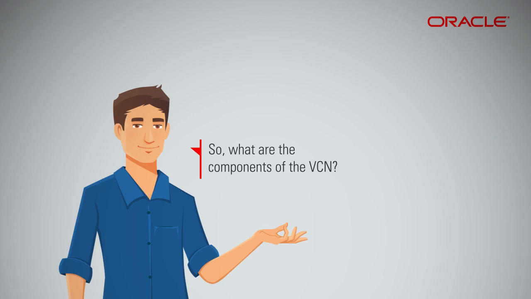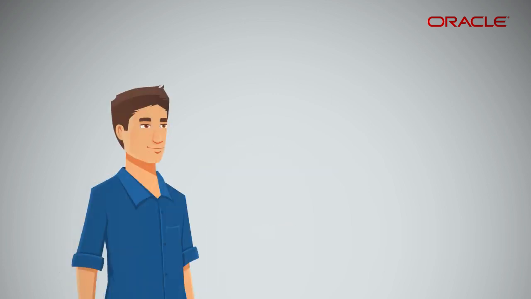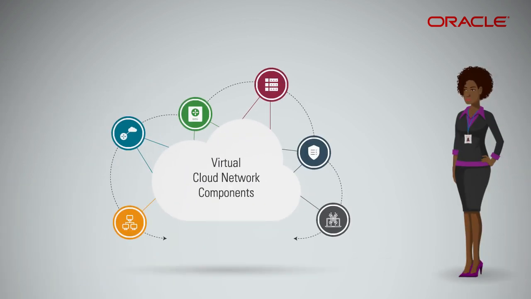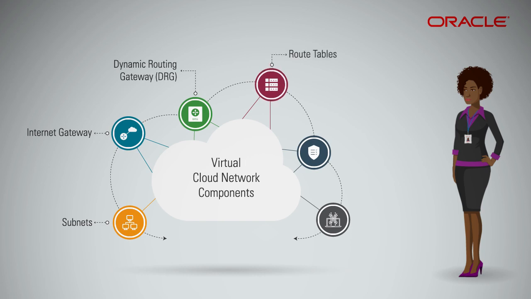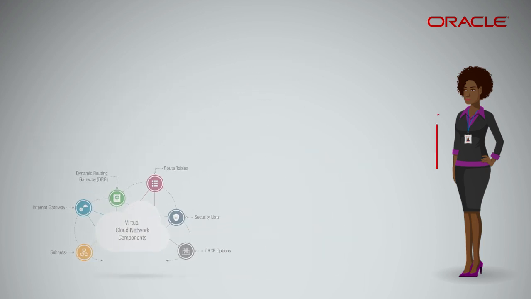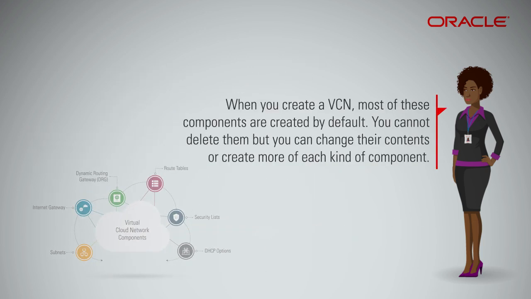So, what are the components of the VCN? The typical VCN components are subnets, Internet Gateway, Dynamic Routing Gateway, DRG, Route Tables, Security Lists, DHCP Options. When you create a VCN, most of these components are created by default. You cannot delete them, but you can change their contents or create more of each kind of component.